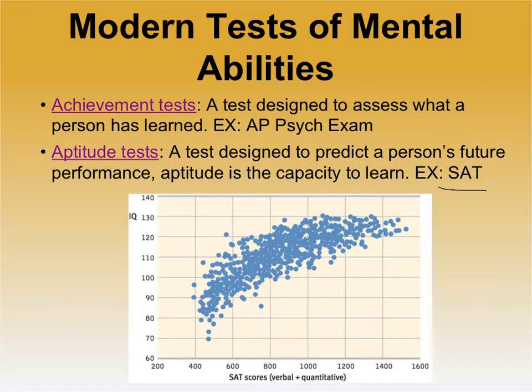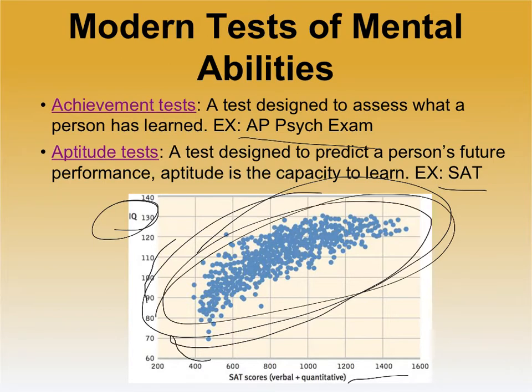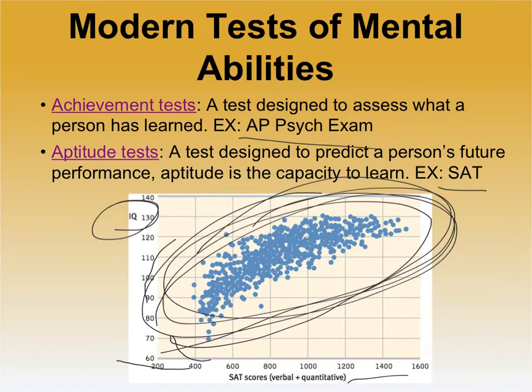Very different from an achievement test, like the AP Psych exam you'll be taking in just a few months. That's assessing what you've already learned. If you look at this scatter plot, you can see a strong correlation between someone's IQ on the y-axis and... sorry, actually, I'm misreading that. My slides are a little messed up here. I can't see the bottom there. But I believe these are between the SAT scores and the IQ scores. There is definitely a correlation between achievement and aptitude tests, although it's not perfect.